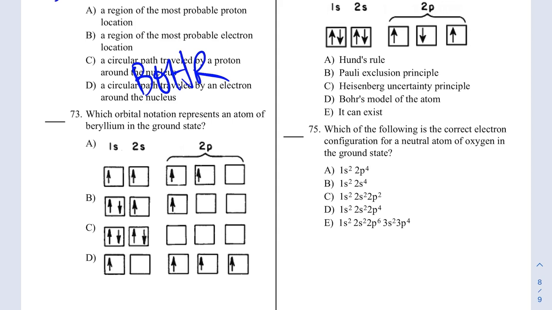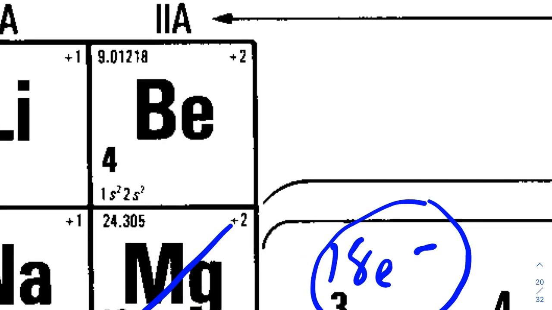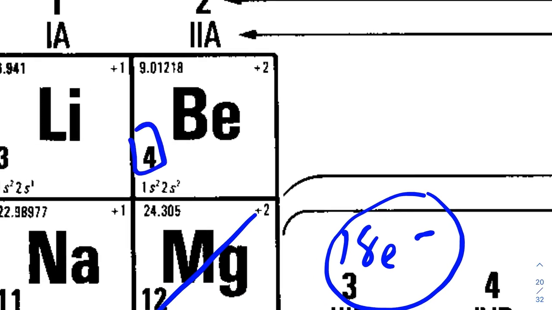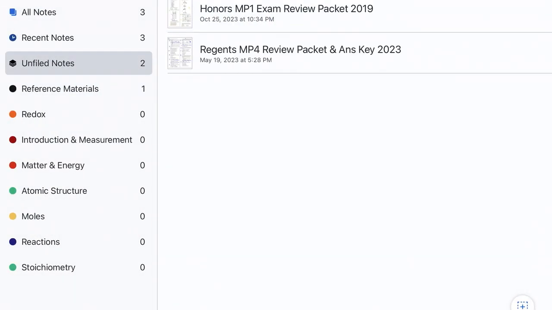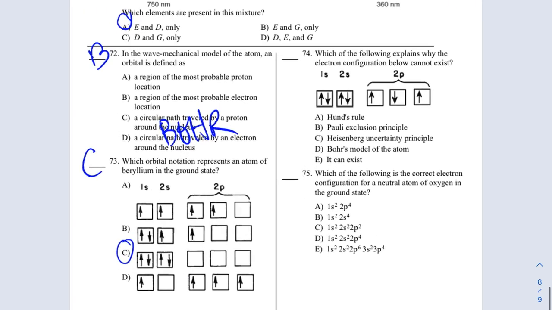Which orbital notation represents an atom of beryllium in the ground state? We should probably go back to the periodic table and check out beryllium. Beryllium has 4 electrons, and you can see it's 1s2, 2s2. Nothing in the p sublevel region. So that's easy. 73 is C.